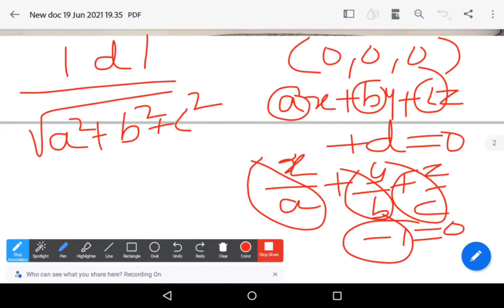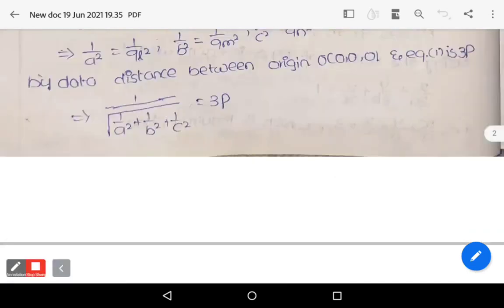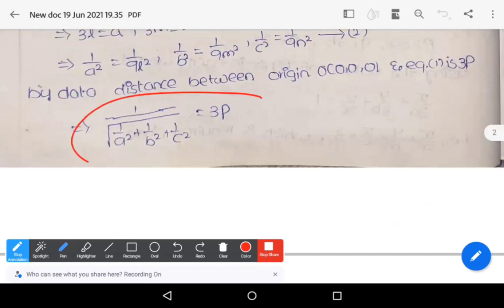Square root of a square, 1 by a square. Square root of b square, 1 by b square. Square root of c square, 1 by c square. By applying this formula, you get this one: 1 by square root of 1 by a square plus 1 by b square plus 1 by c square is equal to 3p.